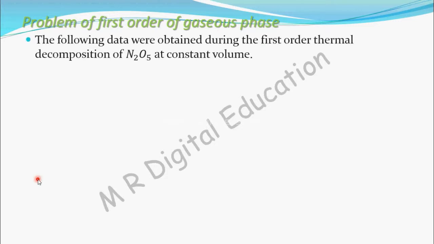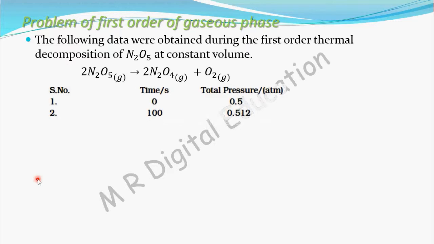Let's see a problem of first order of gaseous phase. The following data were obtained during the first order thermal decomposition of N2O5 at constant volume. The reaction is 2N2O5 gives 2N2O4 and O2. He has given this table. Calculate the rate constant. He is asking us to calculate the rate constant. He has given this table and this reaction, and he told that the reaction is a first order reaction.